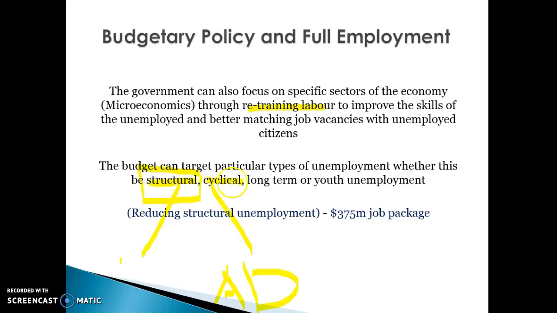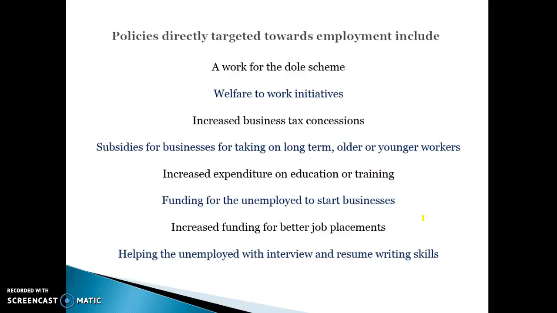They can also try and reduce long-term unemployment and youth unemployment. There's plenty of policies within this year's budget that are looking at reducing youth unemployment. One of the policies last year was a $375 million job package, which was all about helping people with interview skills, resume writing, all this kind of stuff to try and get them into work. So specific measures we can use to try and target employment, for example, a work for the dole scheme.